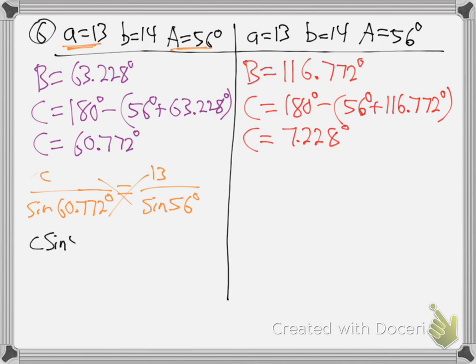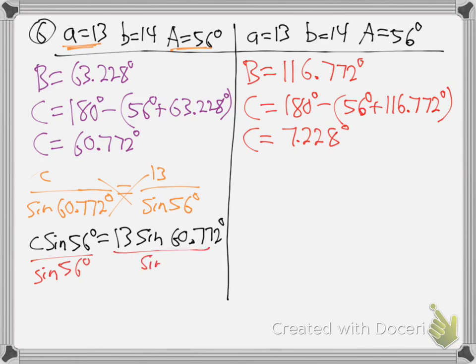So c sine 56 equals 13 sine 60.772. Last step, divide by the sine of 56. Boom, c is whatever it is, 13 sine 60.772 divided by sine 56. I'm getting 13.68 for the side little c.